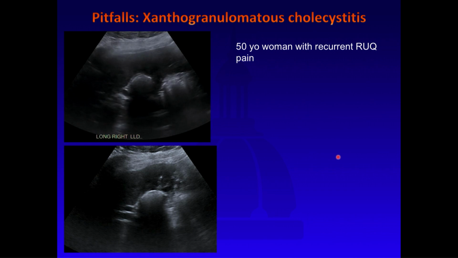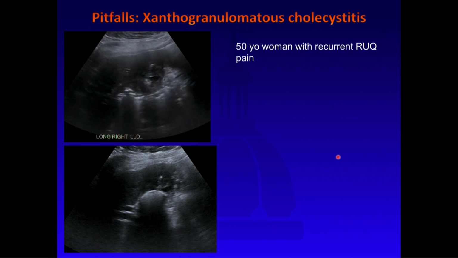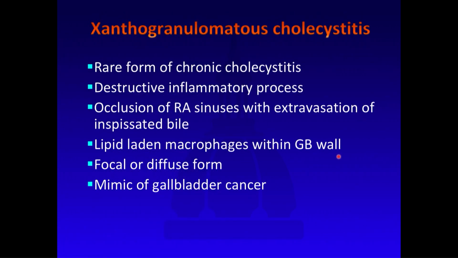This patient had recurrent right upper quadrant pain, and she was lucky. She had xanthogranulomatous cholecystitis. We thought she had gallbladder cancer, but this is a rare form of chronic cholecystitis with a destructive, smoldering inflammatory process, with extravasation of bile and these lipid-laden macrophages that we see in the gallbladder. In the kidney, it's a little bit more common, I think. You can have a focal or diffuse form, and for all the world, it mimics gallbladder cancer on imaging.